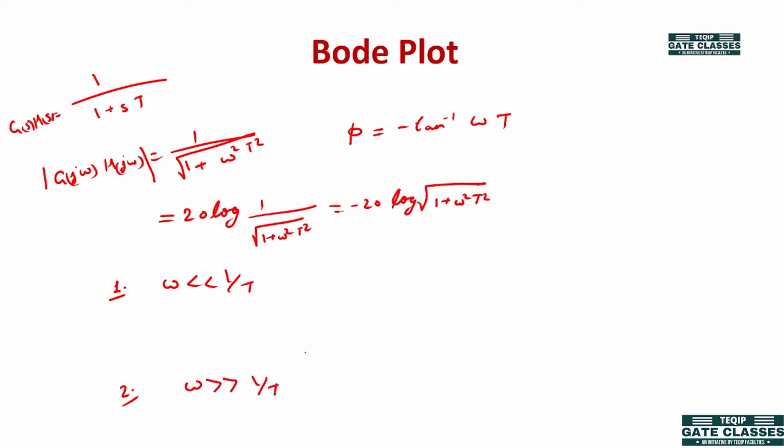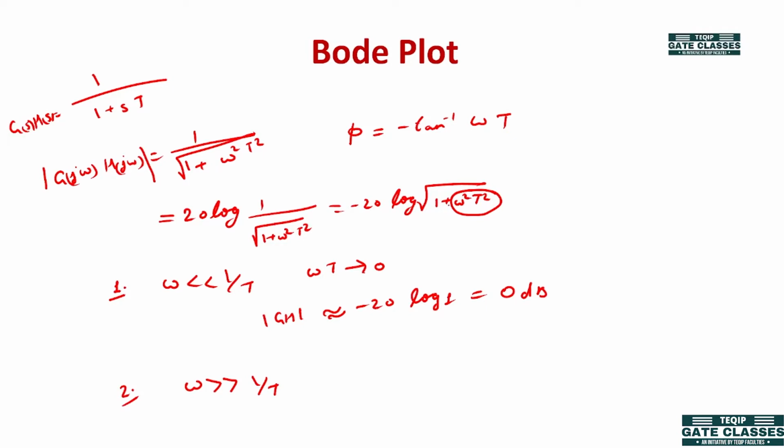Okay, so when the frequency is very less, what will happen? We can neglect the term. So if our frequency is very less, this term can be neglected and our magnitude of GH becomes equivalent to minus 20 log 1, or 0 dB.